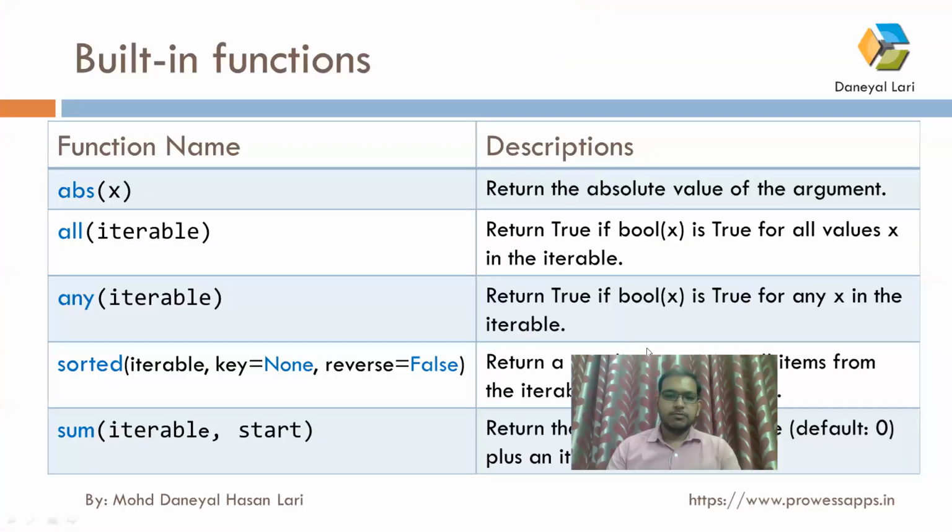Python. The first function I'll discuss is ABS. It is the short form of absolute. This function returns the absolute value of a given argument. Whatever value you pass here, it will return the absolute value.